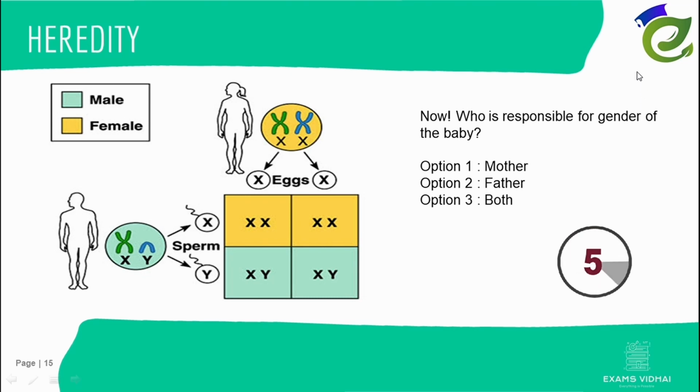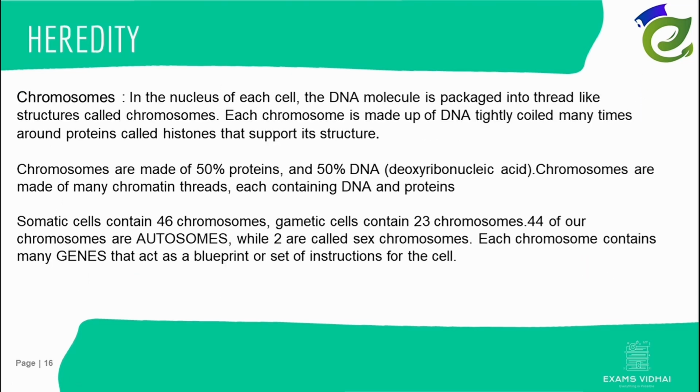The gender of the baby is decided. Now, our very next topic is chromosomes. In the nucleus of each cell. Where do you find this nucleus? In the cell. So in the nucleus of each cell, the DNA molecule.